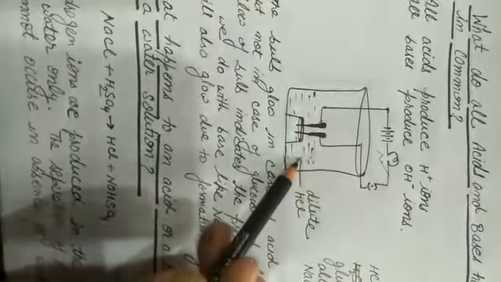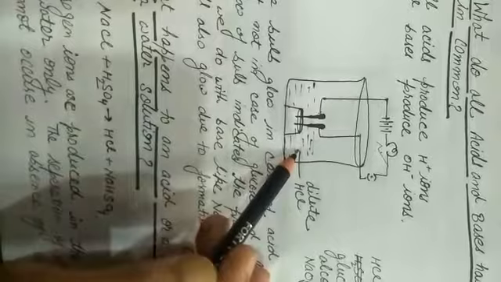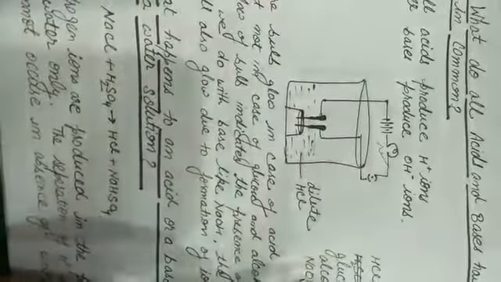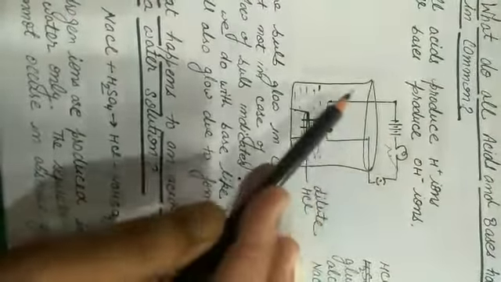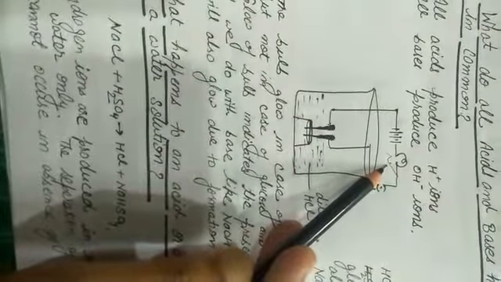Third time we take an acid, dilute hydrochloric acid, and we see that the bulb will glow. Similarly, when we take a base, sodium hydroxide, switch on, and we see that the bulb will start glowing.